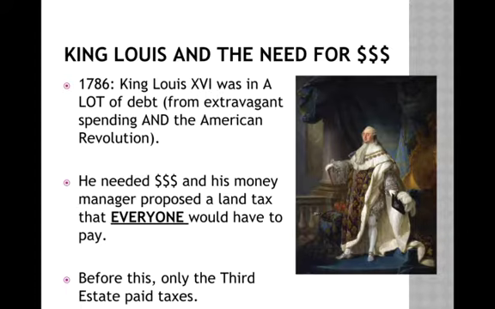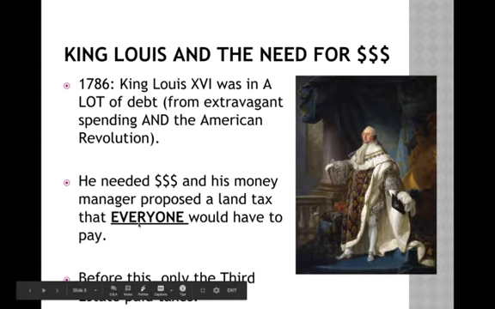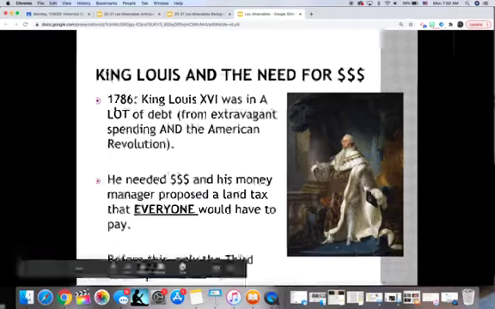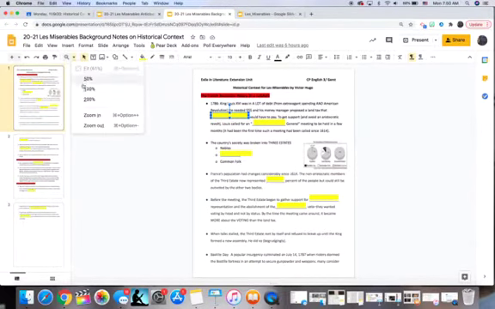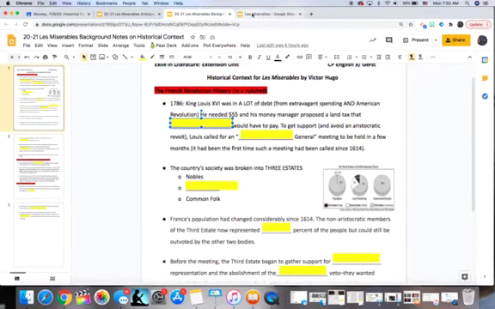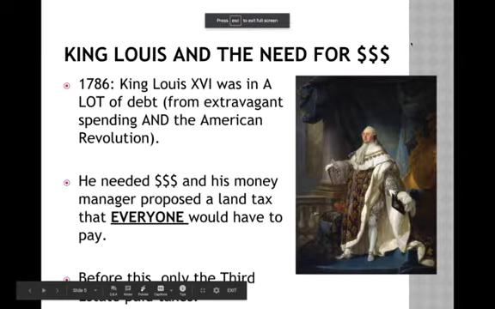He needs this money, and so what his money manager does is he proposes a land tax that everyone would have to pay. Before this, only what was known as the Third Estate, which is one of their social class divisions, paid taxes. All right, this bolded underlined part here is where you're going to see a correspondence with the note here. Okay, you're going to see, oh, there it is. So you're going to be following along, watching this video to get these notes. Okay, let's go back to the presentation. It might be wise to open this video up in a separate tab so you could do a side-by-side.